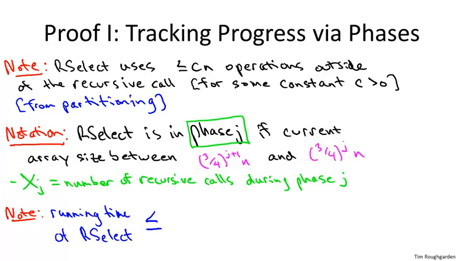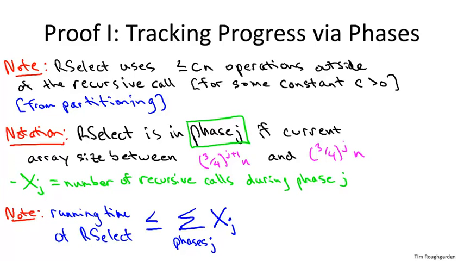So we're going to start with a big sum over all the phases j. We're going to look at the number of recursive calls that we have to endure during phase j, so that's X_j by definition. And then we're going to look at the work that we do outside of the recursive calls in each recursive call during phase j. Now, in a given recursive call, outside of its recursive call, we do c times m operations, where m is the length of the input array. And during phase j, we have an upper bound on the length of the input array. By definition, it's at most (3/4)^j times n.